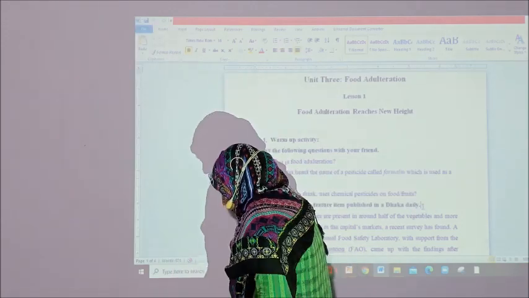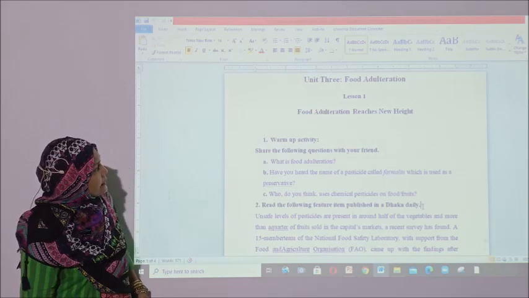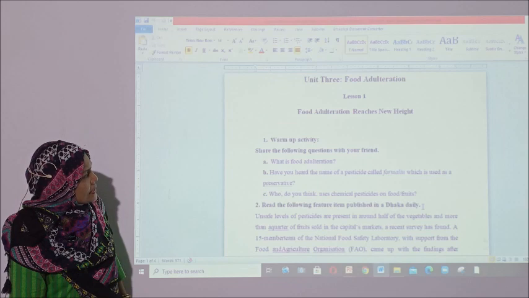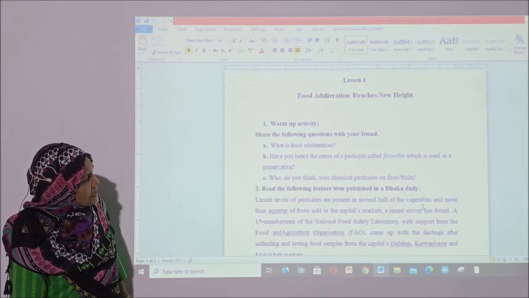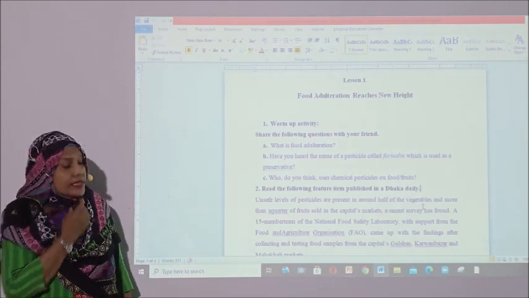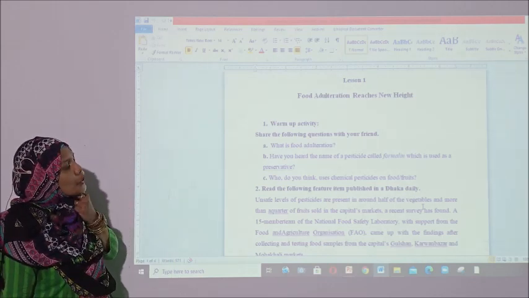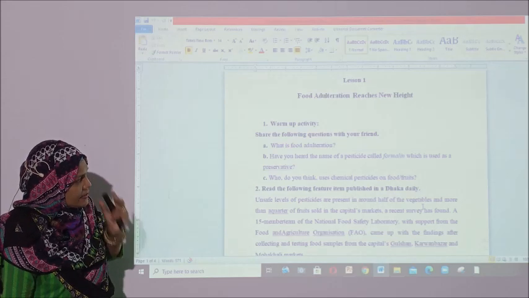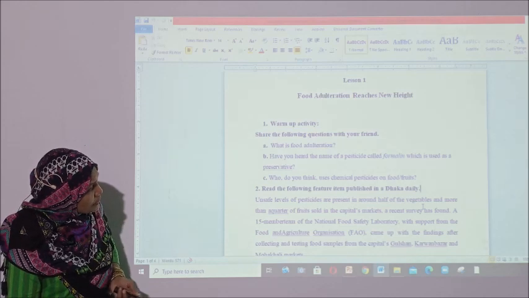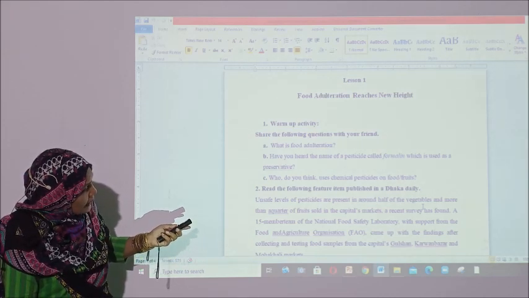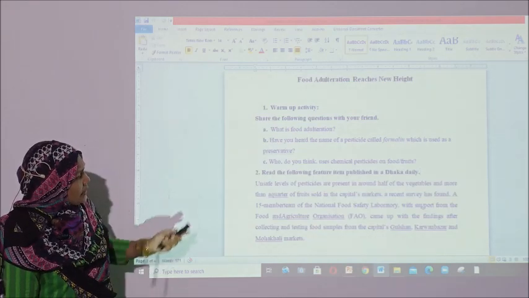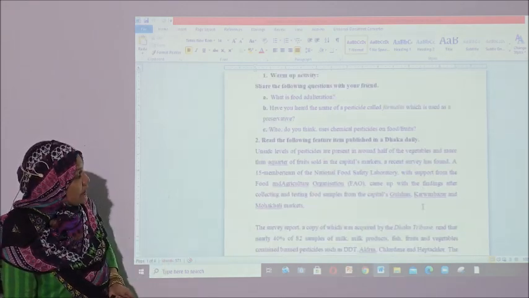Okay, so you see the text: what is food adulteration? Yes, we have read it in our slide. Then see, have you heard the name of a chemical called formalin, which is used as a preservative? Yes, we know what formalin is. Who do you think uses chemicals, pesticides on food or fruits? Then we see the whole text. If you go through the whole text, you see unsafe levels of pesticides, which I started in my 2 slides.